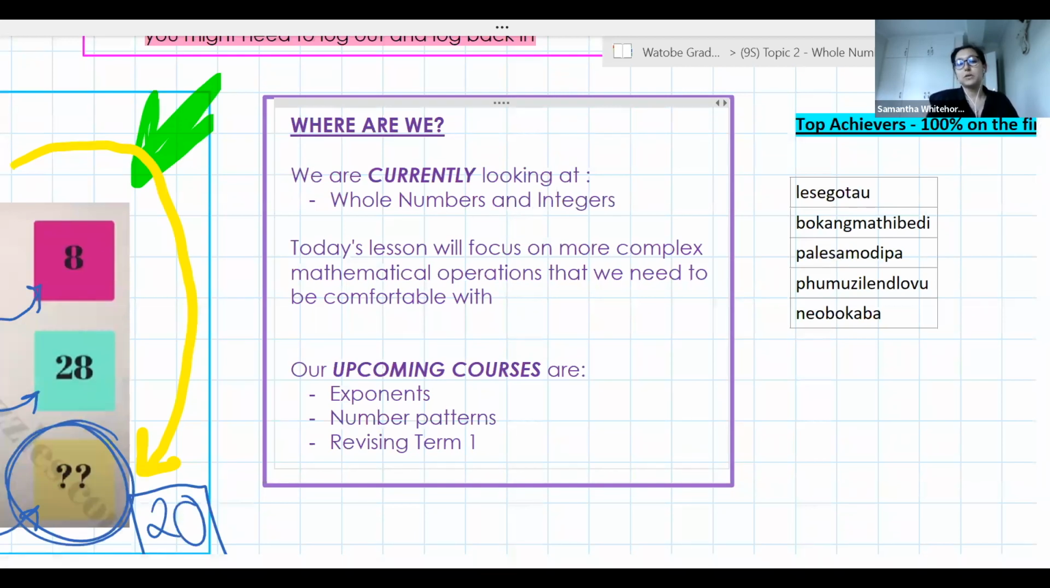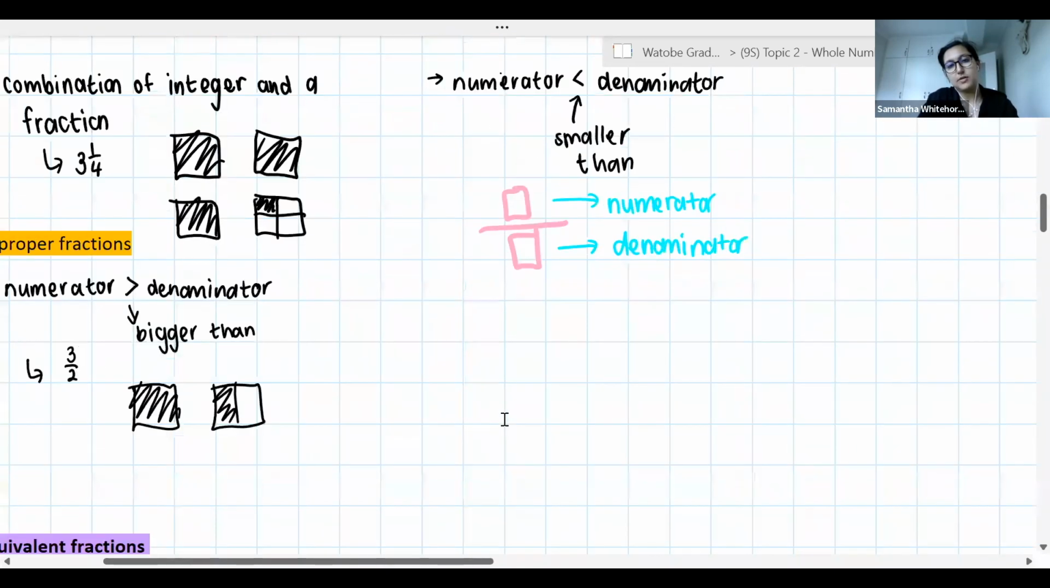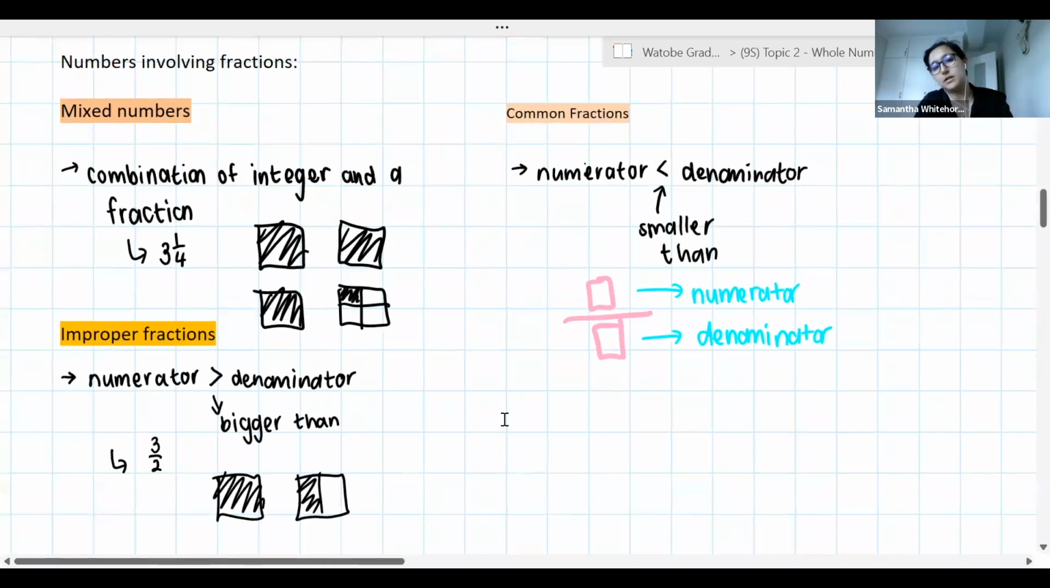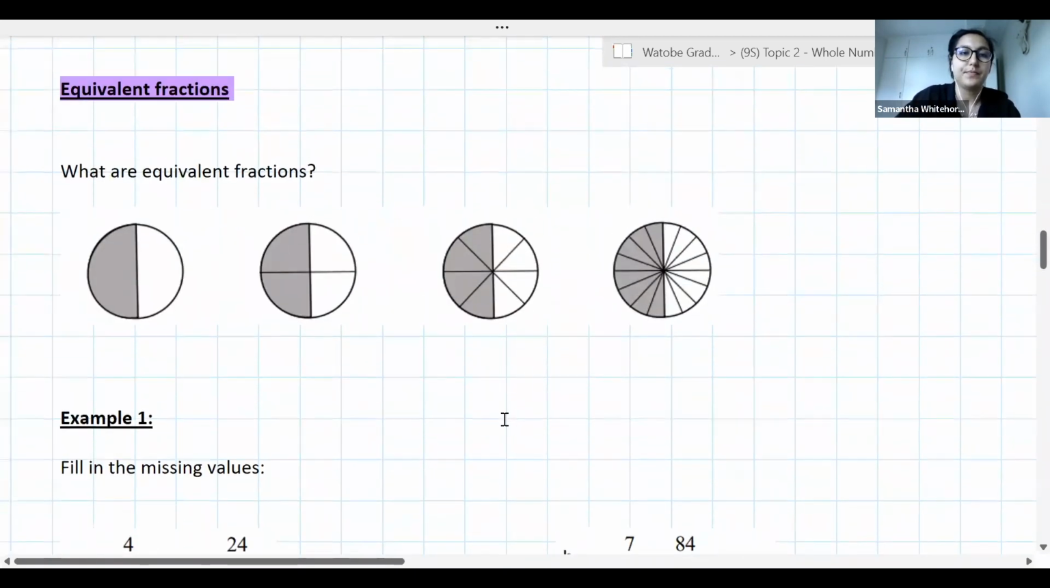Our upcoming courses are then exponents, number patterns, and then we're going to revise term 1. So when asking about all of those other things, we're going to get to algebra, we're going to get to decimals, all of those things. Right now, this is what we're currently doing. Just in case you haven't got a screenshot, quickly take it. 3, 2, 1, and let's have a look at some examples.